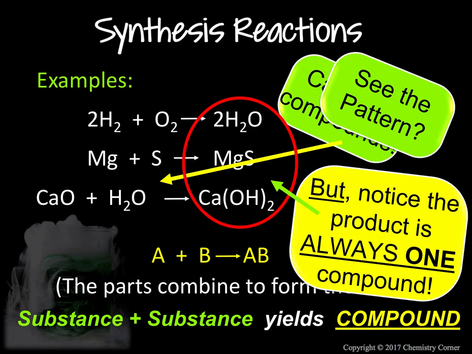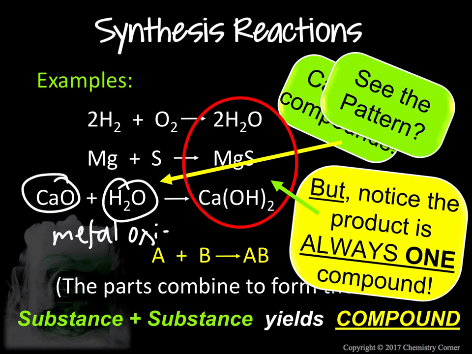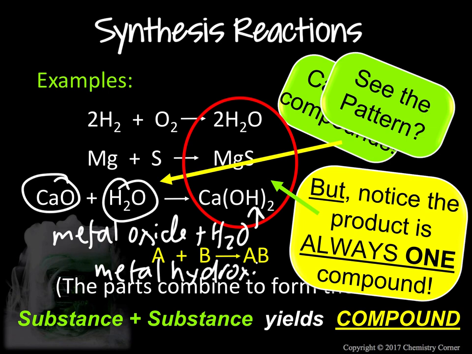Unfortunately, without the PowerPoint being reactive, you get to see it all at once on this slide. It's just a PDF, so I apologize for that. But if you take a look, this is what I was just indicating before, right? This calcium oxide and water, a metal oxide and water, is going to make a metal hydroxide. That's a rule that we're going to have to know. We're going to see about it in just a little bit.